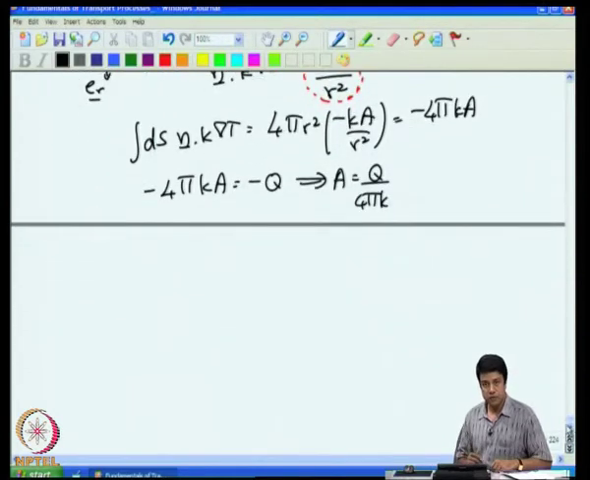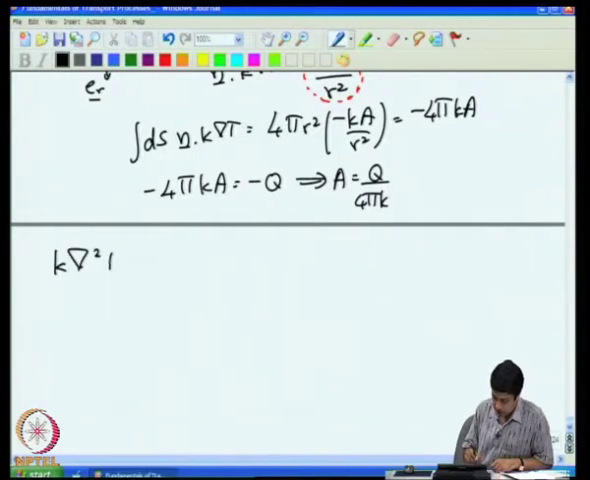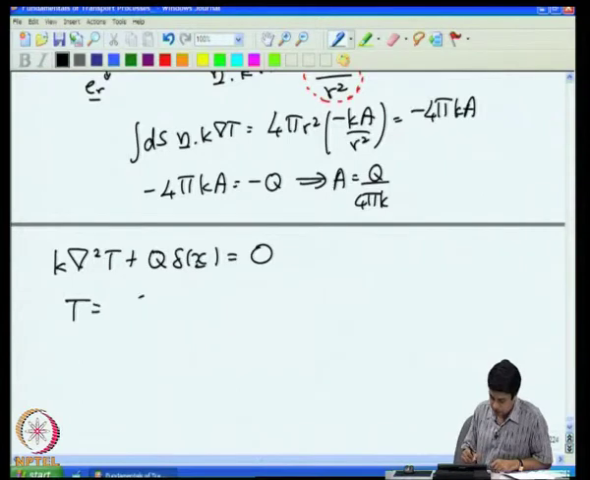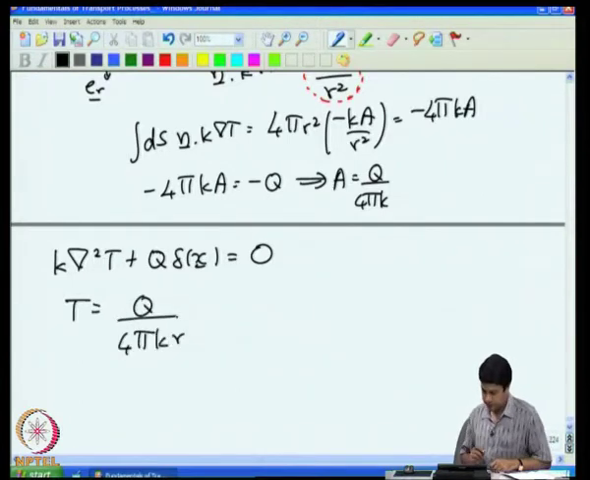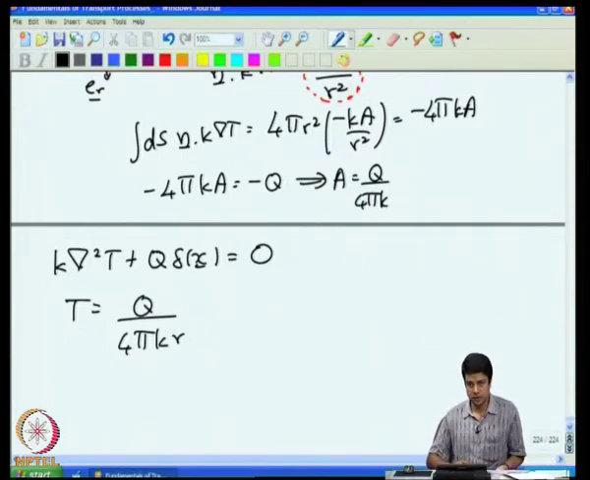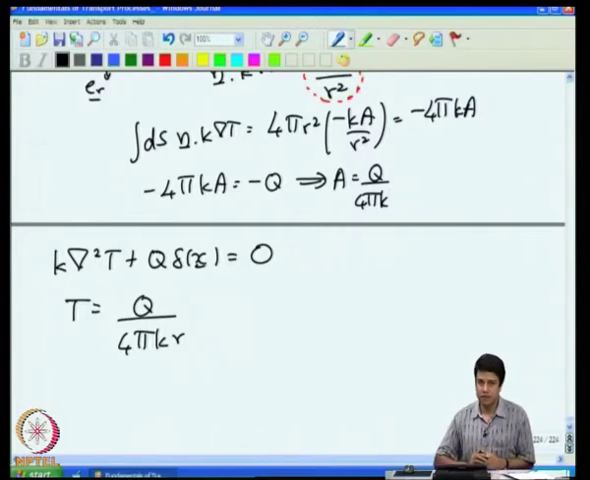So, what I have just shown you is that the solution to the equation k del square T plus q delta of x is equal to 0 is T is equal to q by 4 pi k r. A by r, A in this case is equal to q by 4 pi k. Therefore, this is the solution for the temperature field from a point source. Point source defined as q times delta of x.